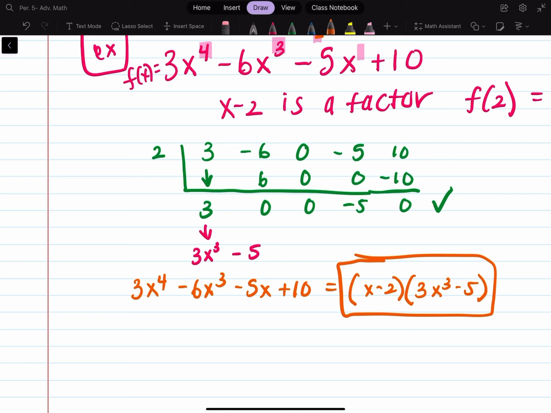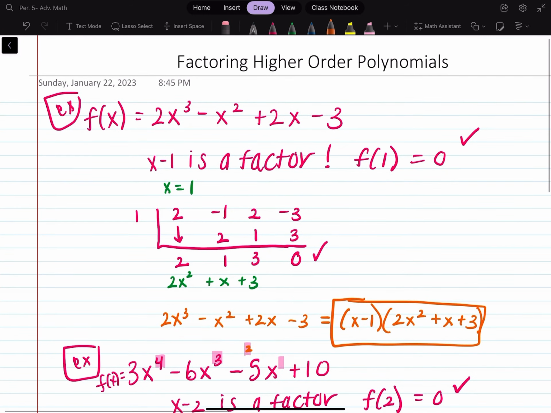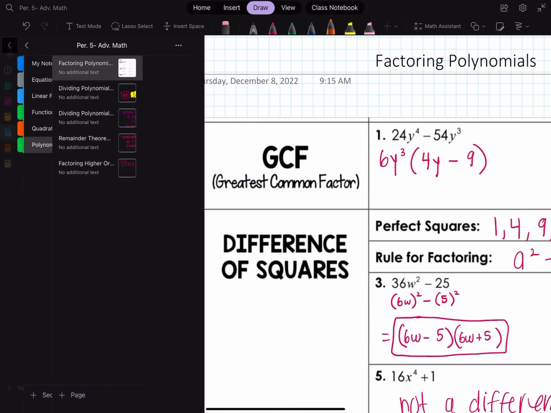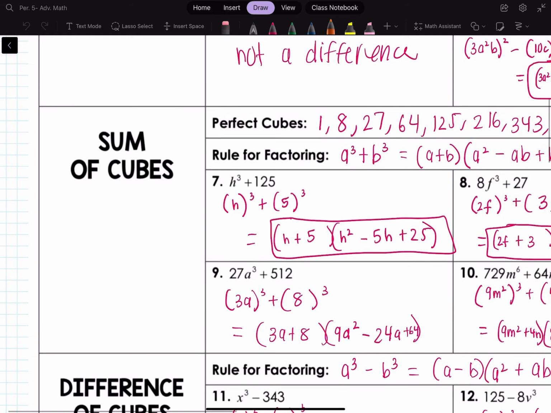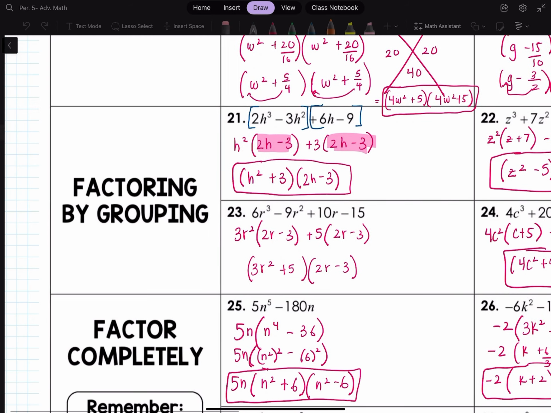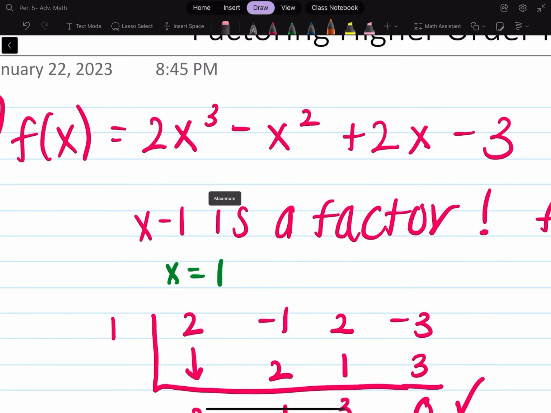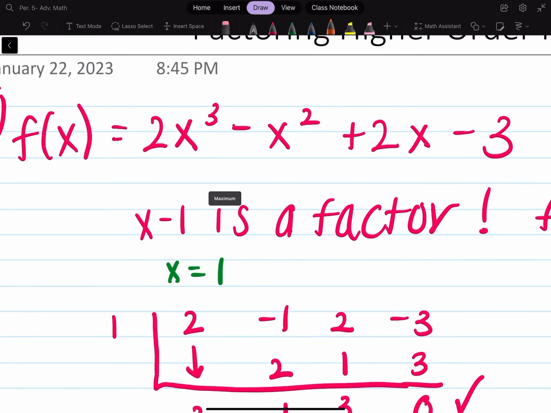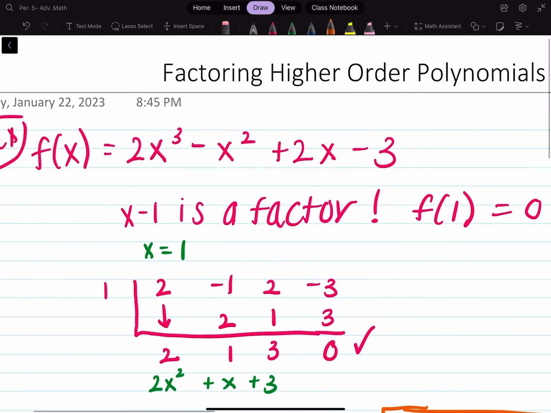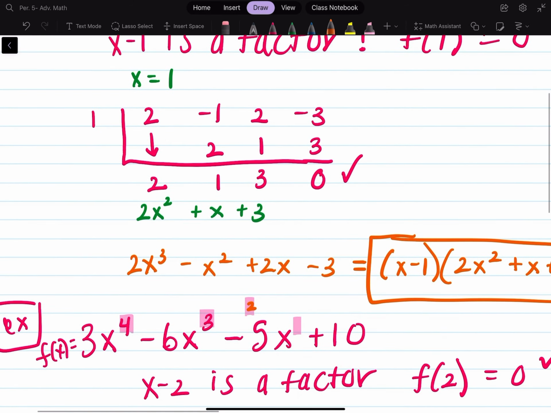Again, you can FOIL it out and you would see that it gives you the original. All right, so that is a way to factor polynomials. It's another way, right? You guys already know all of these ways: using GCF, difference of squares, sum of cubes, difference of cubes, the X method, factoring by grouping, and this is now another way. If they provide you with one factor that you know has a remainder of 0, then you can use synthetic division to figure out the second part of the polynomial.